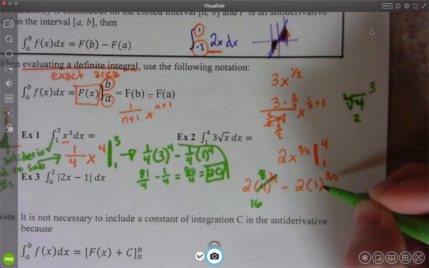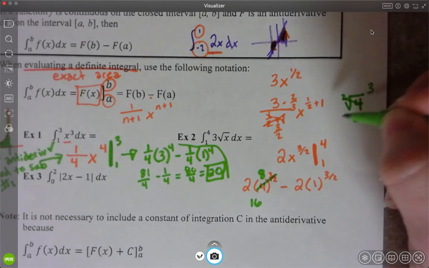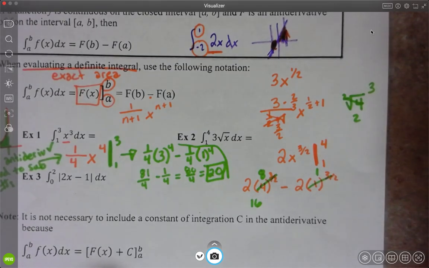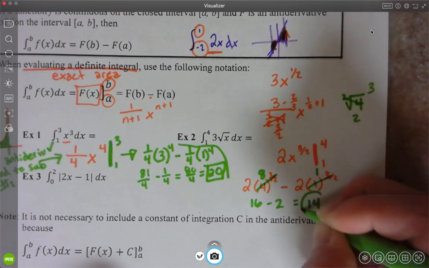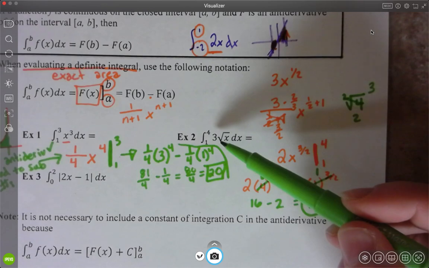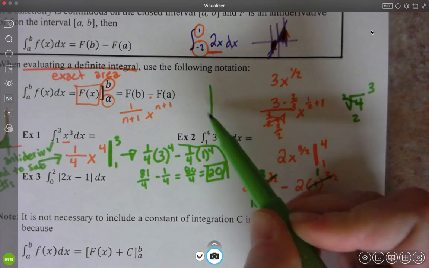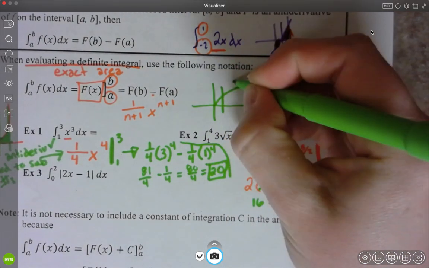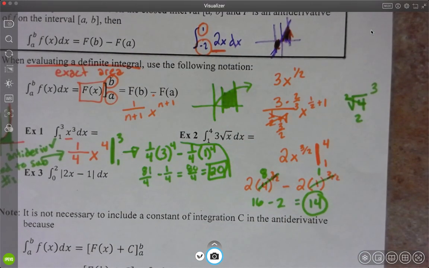And then 1 to the 3/2 power would be like the square root of 1 cubed. The square root of 1 is just 1. 1 cubed is 1. And so 2 times 1 is just going to be 2. And this is going to have an area of 14. So for 3 square roots of x, if I'm looking at that curve, think about the square root of x as one of these curves, and we're going from 1 to 4. So the area underneath there is 14, and that's the exact area.